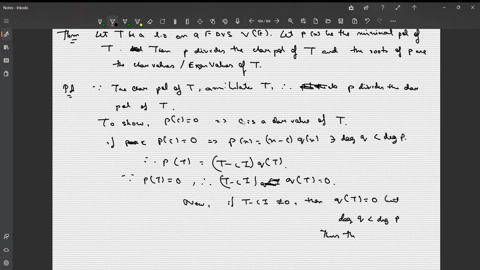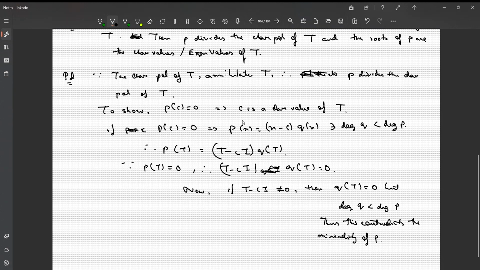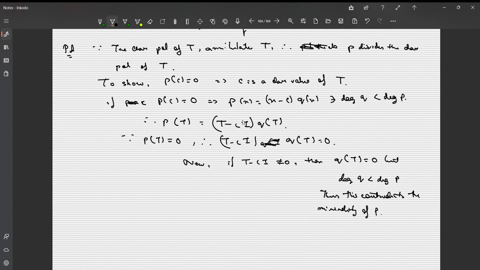Thus, this contradicts the minimality of P, right? Because by definition P is the least degree polynomial such that it annihilates T. But we are getting that Q is a polynomial which is annihilating T, but its degree is less than P. So it contradicts the minimality of P. Therefore, T minus Ci must be equal to 0.